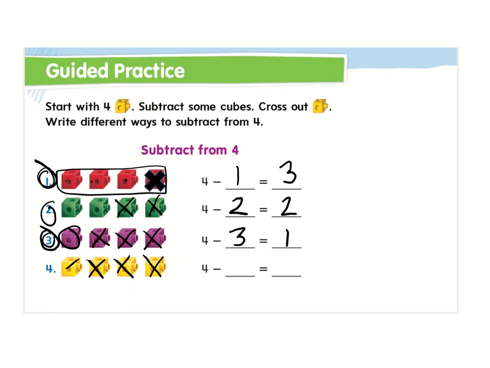1, 2, 3, and 4. So 4 minus 4, and we did this the other day, is when you're taking away all. So 4 minus 4 is going to be 0.